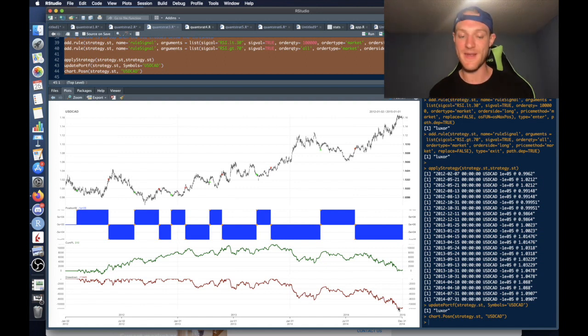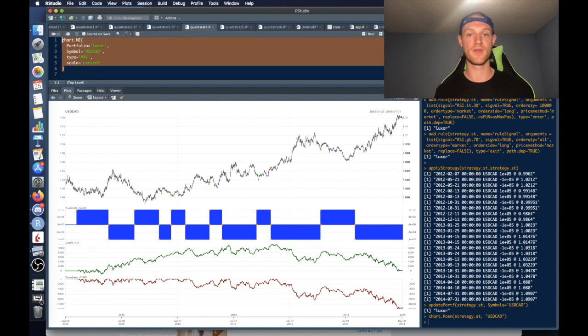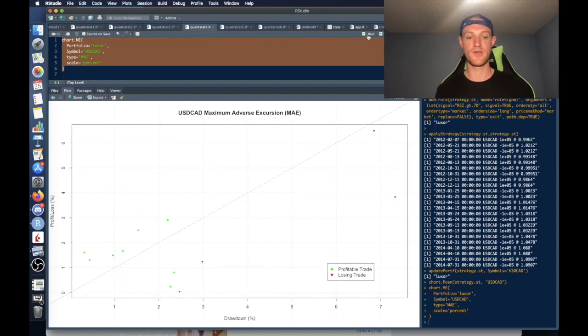But can we take it one step further? And I think we can. What we can do is we can see, well, how bad were the trades that went against us, and how good were the trades that went for us? So we're going to run that right over here. So in this graph, each arrow is a trade we took. A green signal means it was a profitable trade, and a red signal means it was a negative trade. On the y-axis, we have our profit and loss. On the x-axis, we had our max drawdown during the position.